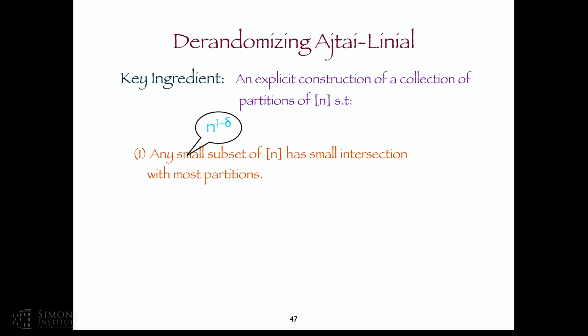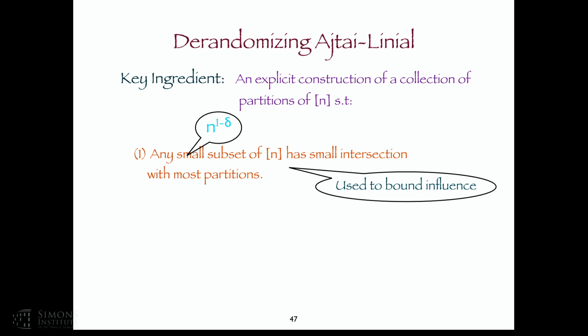So for any 0.99 set of coordinates, it has to have small intersection with most partitions. And by intersection with the partition, I mean intersection with each block of the partition. So any small subset should have small intersection with each block of the partition, and we need a lot of such partitions. And this is used to bound the influence of exactly this set of coordinates.